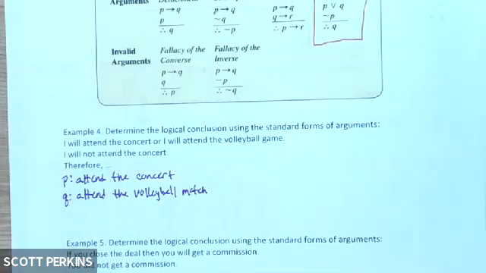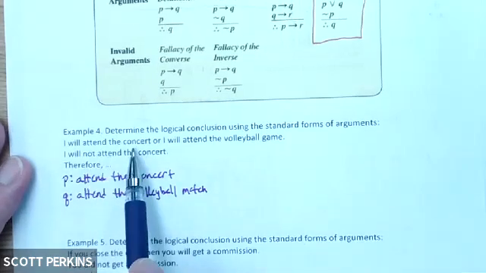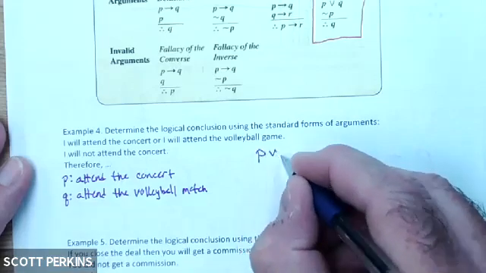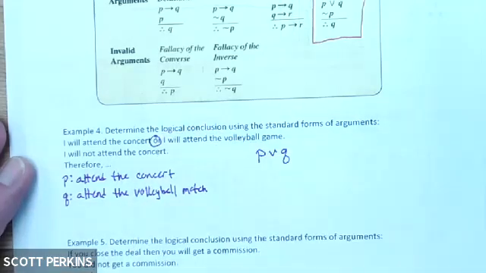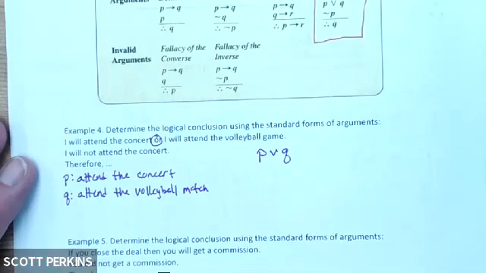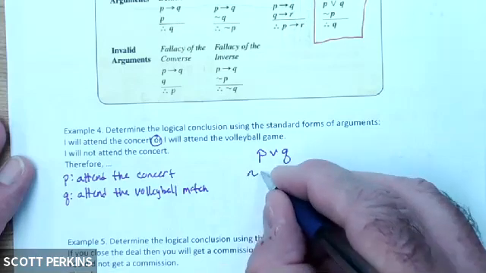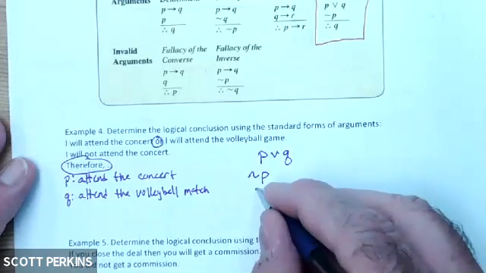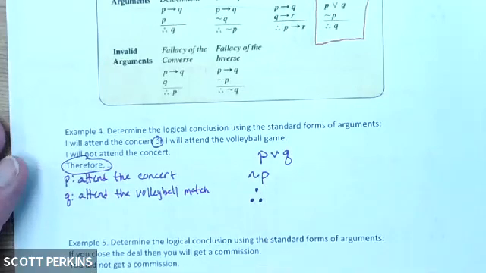So let's write that symbolically now. The first line is I will attend the concert, or I will attend the volleyball game. So that is P or Q. Okay, there's my word or. That's what tells me that. The second one is I will not attend the concert, so that is squiggly P. Then I've got the word therefore. Therefore, remember, symbolically is those cool three dots right in a row. Now, according to the chart up above, what is the conclusion that I can logically draw from that?